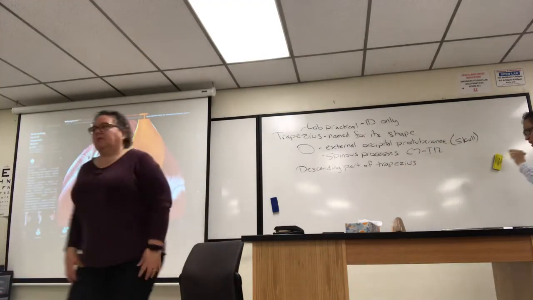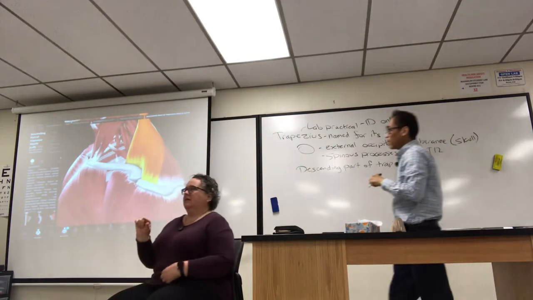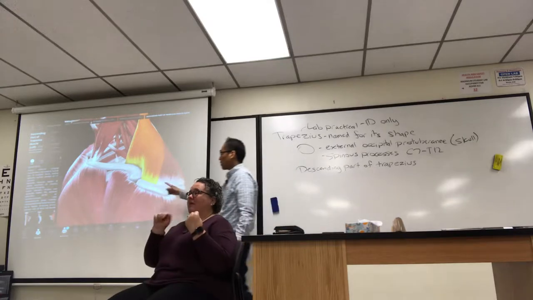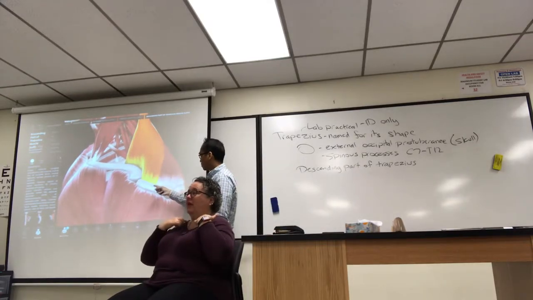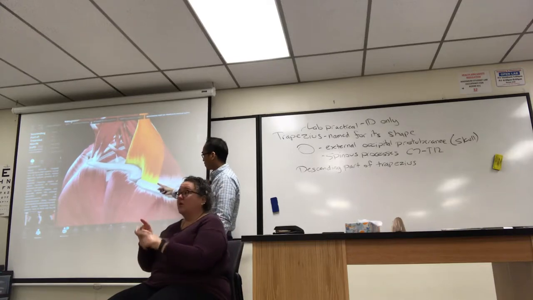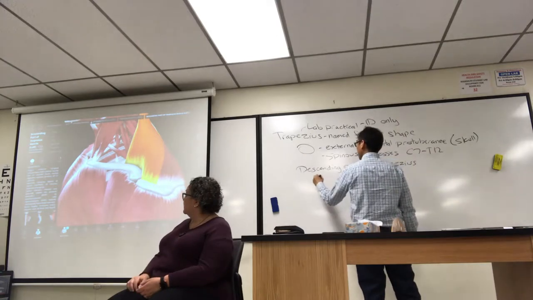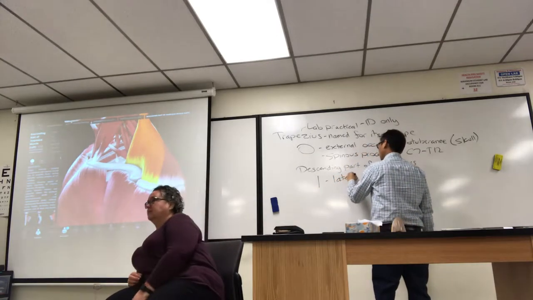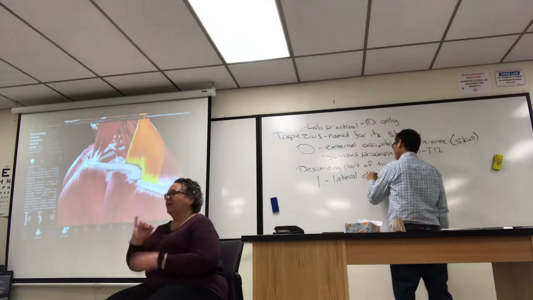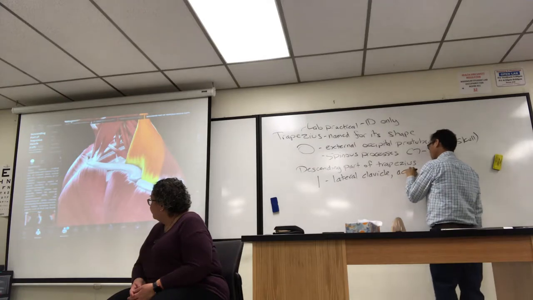I'm showing you where the descending part of trapezius inserts. It grabs the lateral part of the clavicle right here, and also the acromion right there. So the descending part inserts on the lateral clavicle as well as a part of the acromion.